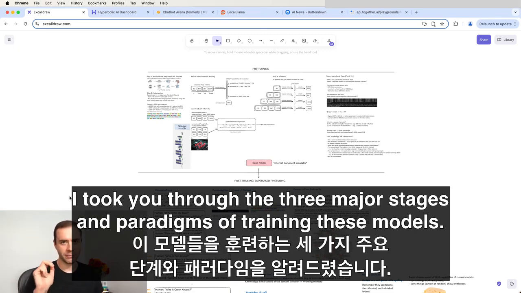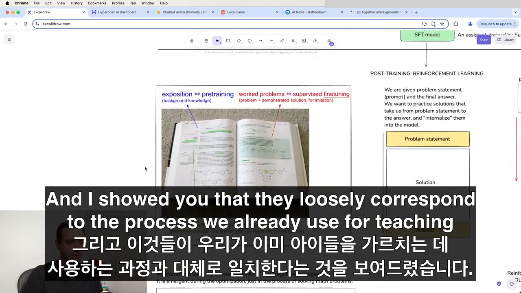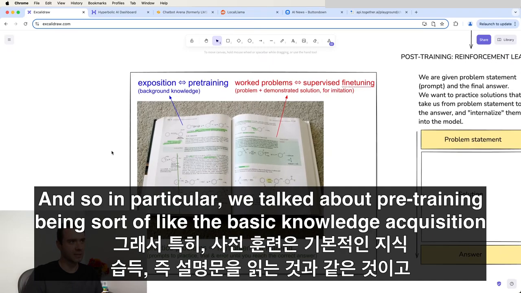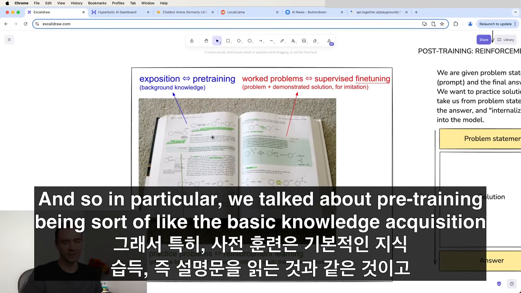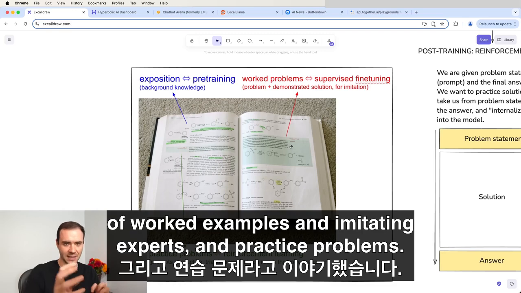I took you through the 3 major stages and paradigms of training these models: pre-training, supervised fine-tuning, and reinforcement learning. And I showed you that they loosely correspond to the process we already use for teaching children. And so in particular, we talked about pre-training being sort of like the basic knowledge acquisition of reading exposition, supervised fine-tuning being the process of looking at lots and lots of worked examples and imitating experts, and practice problems.